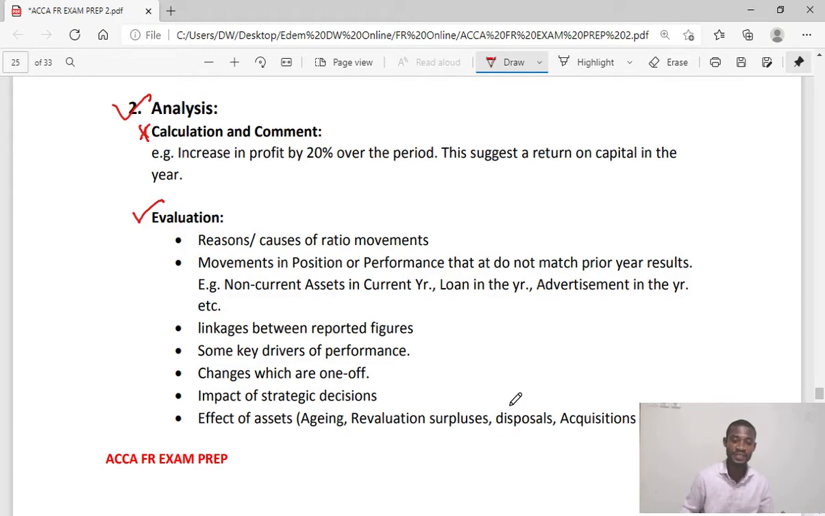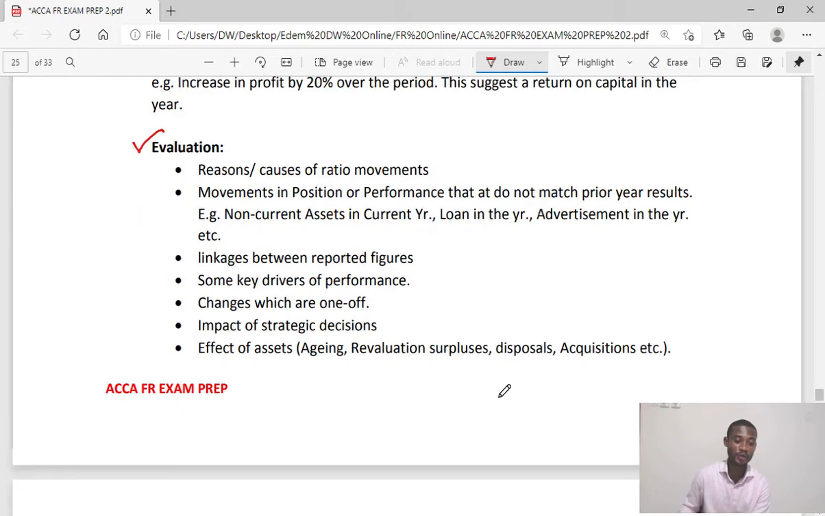So it's important you know where the movements are coming from, or you are looking at some key drivers of performance. Maybe in the period they have introduced certain strategies to boost revenue. They have increased the number of days they give credit to their customers. That is to boost revenue. Or they have introduced discounts, trade discounts, or early settlement discounts, which are cash discounts, to boost revenue. You should be able to bring out some of these reasons. And then also you assess the impact of strategic decisions.